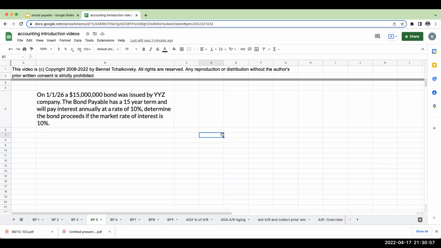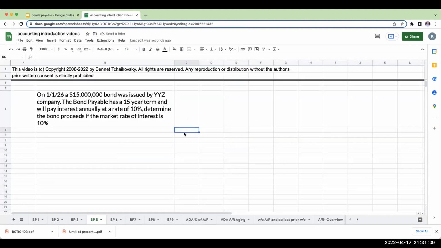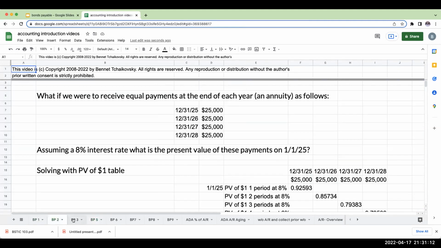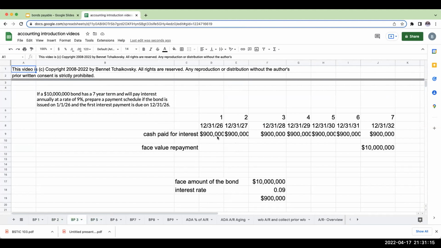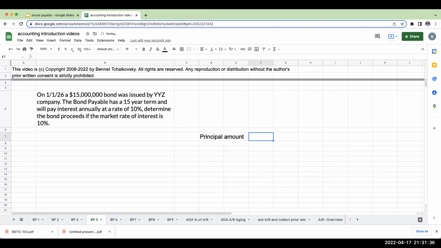So the first thing we're going to do is ask, what is the cash that's going to be paid out as a result of this bond being issued? Well, as we know from a bond, and we've seen this in the prior examples, there's going to be two streams of payments. One is the interest payment every single year for the next 15 years. And then we're going to have the principal payment. If this is not sounding familiar to you, please look at those prior videos. So my principal amount, or the amount that the bond will pay at the end of the 15 years, is 15 million.